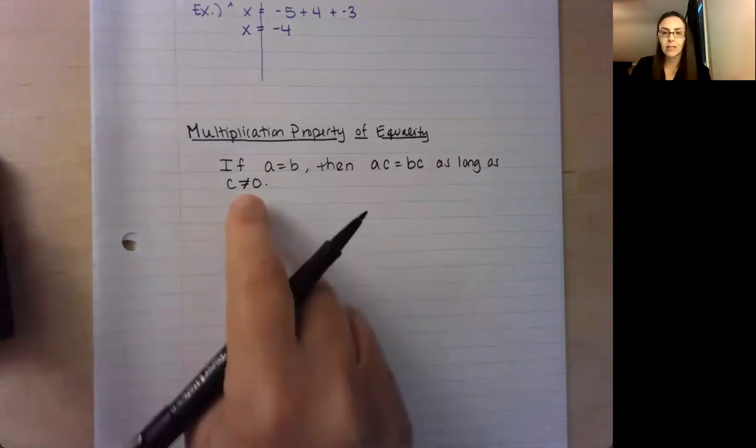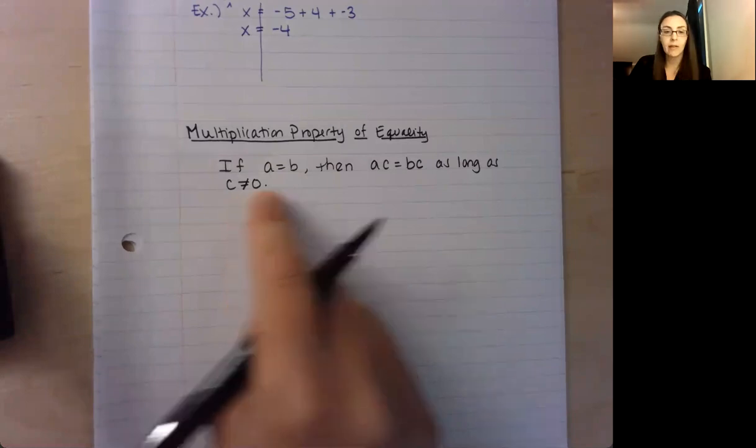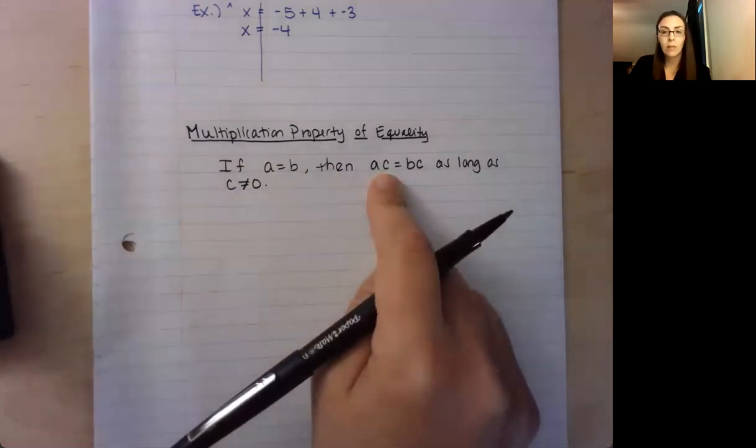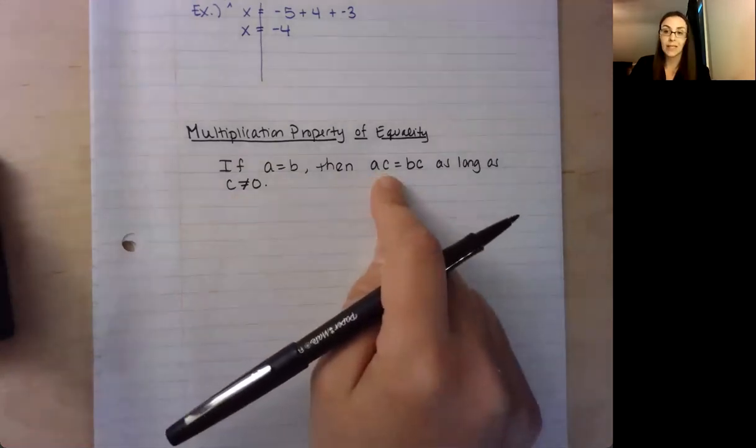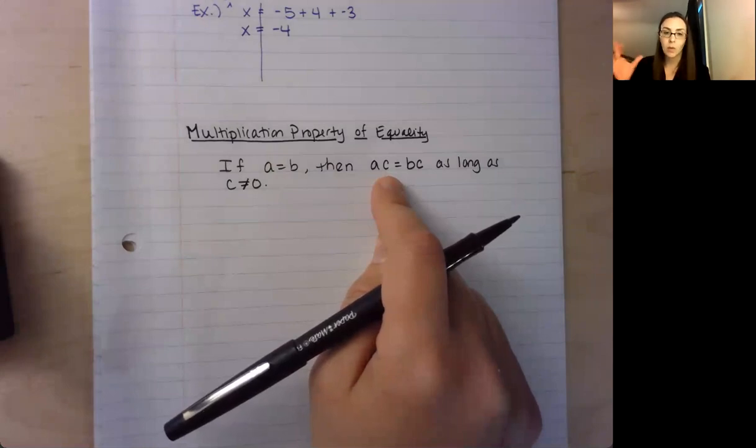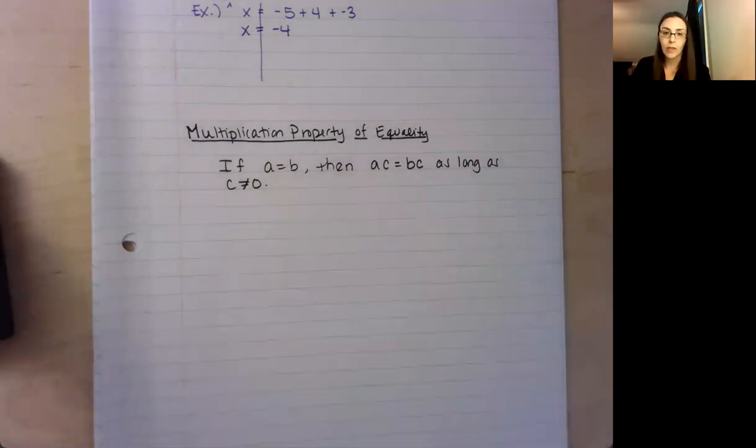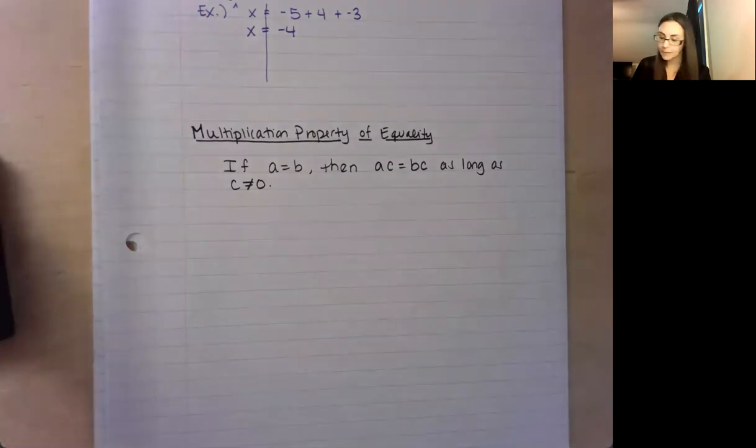And then also we cannot divide by 0. So C could be a fraction in this case. And you want to make sure that you're also not dividing by 0 as well. So a couple things to watch out for when working with the multiplication property of equality.